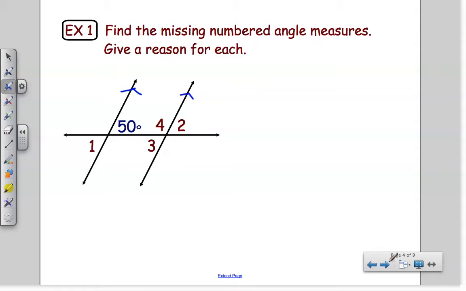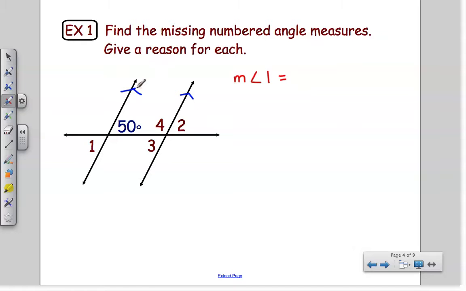Let's use some of these here. Find the missing numbered angle measures. Give a reason for each. So I have to find the angle measure of all of these that are marked, angles 1, 2, 3, and 4. Remember, if I'm going to give the measure, I have to do that m in front. So what does the measure of angle 1 equal? This is the only angle I know.